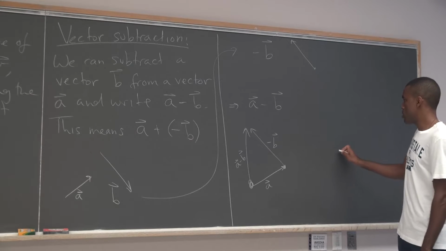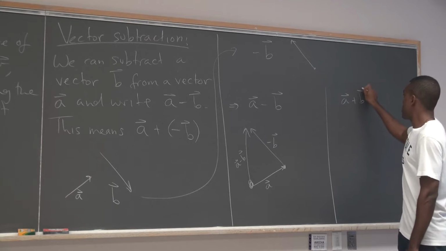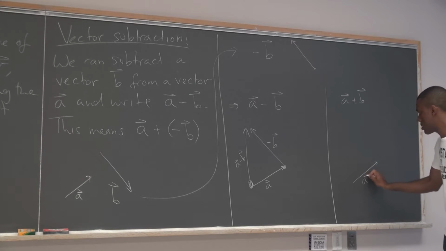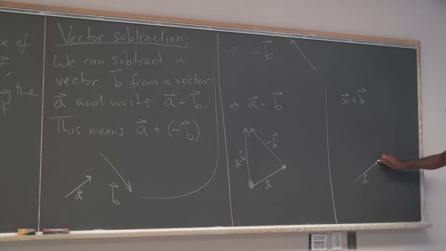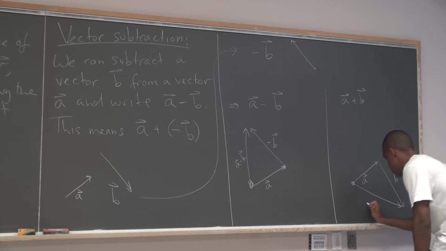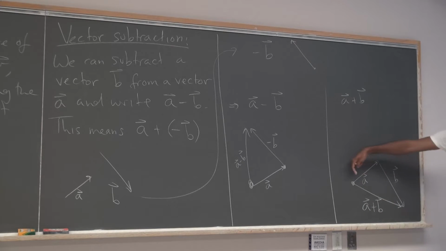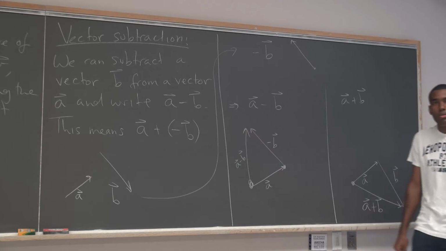As opposed to the vector a plus b, in which case I would do a like this, and then I would just add b to the end of it, so it will actually go down like this, and this would be the vector a plus b. So the vector a plus b will point down in that direction, down and to the right, while the vector a minus b will point up and slightly to the left, right?